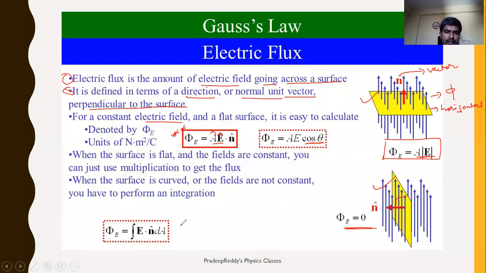Now you can consider electric flux phi is equal to integration of E dot dA, where dA is a very small element. So in such cases you will be considering this area vector as variable. So as it is variable, then you can write down electric flux in the form of integration.